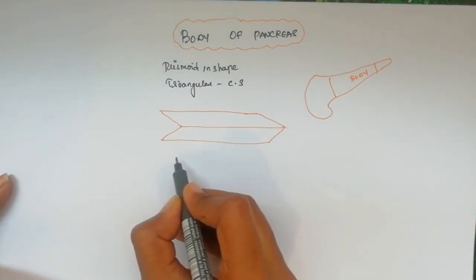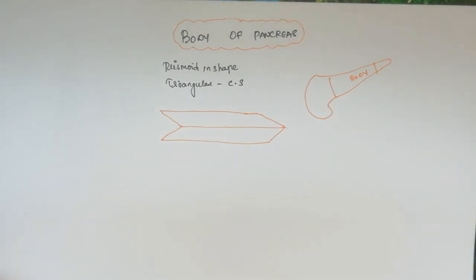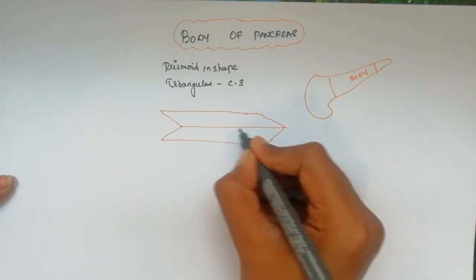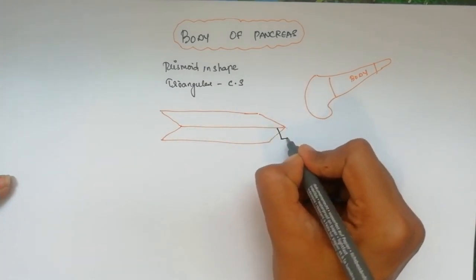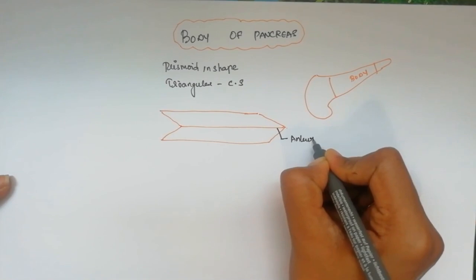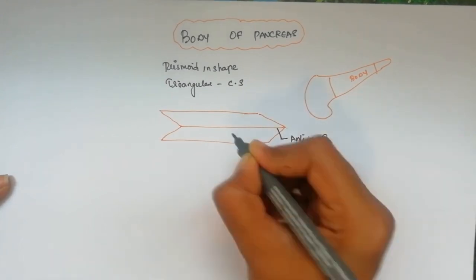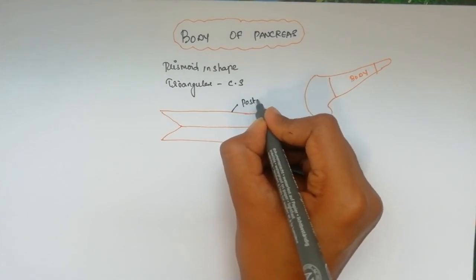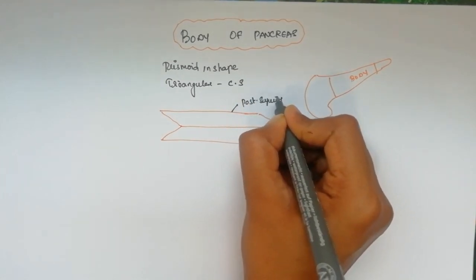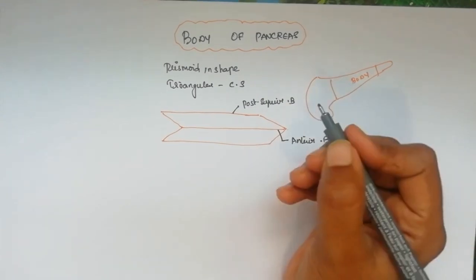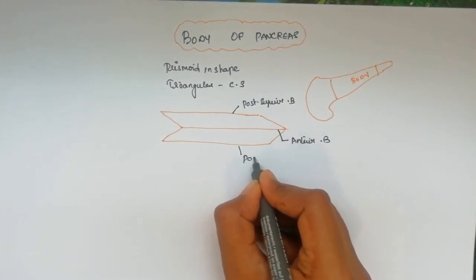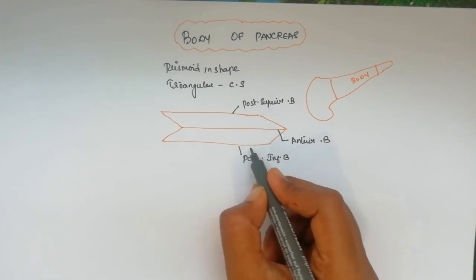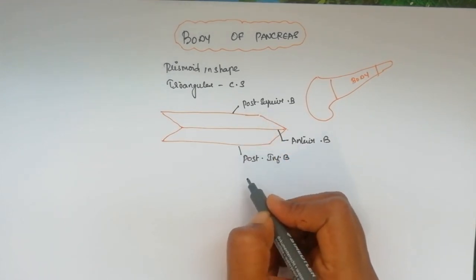So in the body of pancreas, if you are seeing, we have got 3 borders. This is a 3D image. You have to remember, we have got the anterior border, and this border we will call the posterior superior border. If you are calling that superior also, fine, and this is the posterior inferior border. So these are the 3 borders we have got in the body of pancreas.